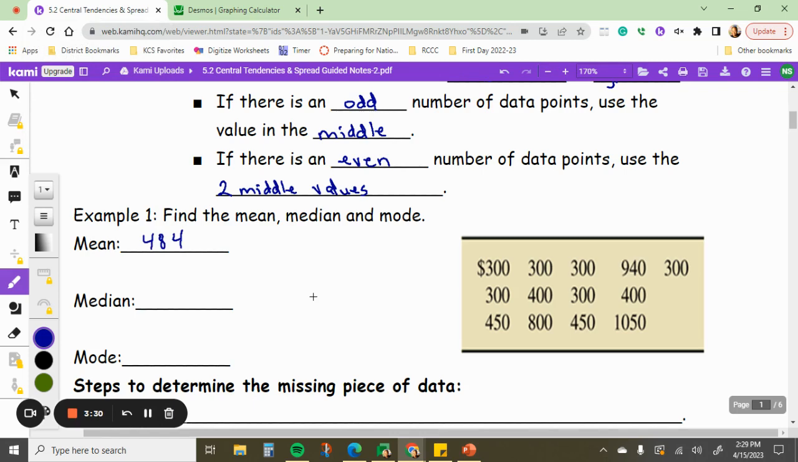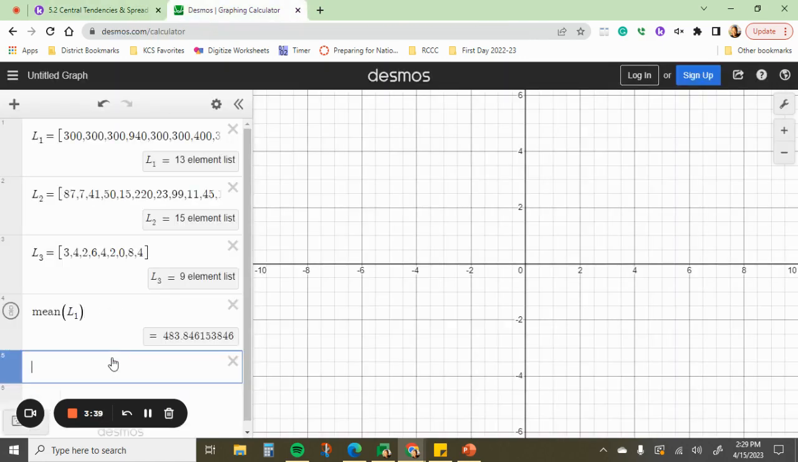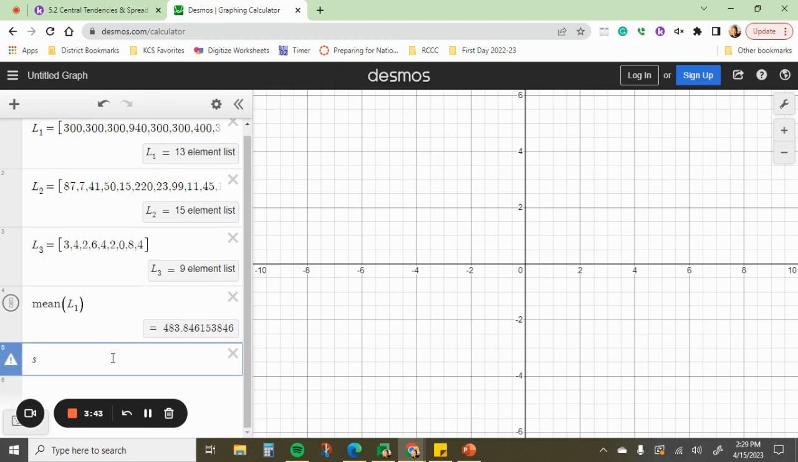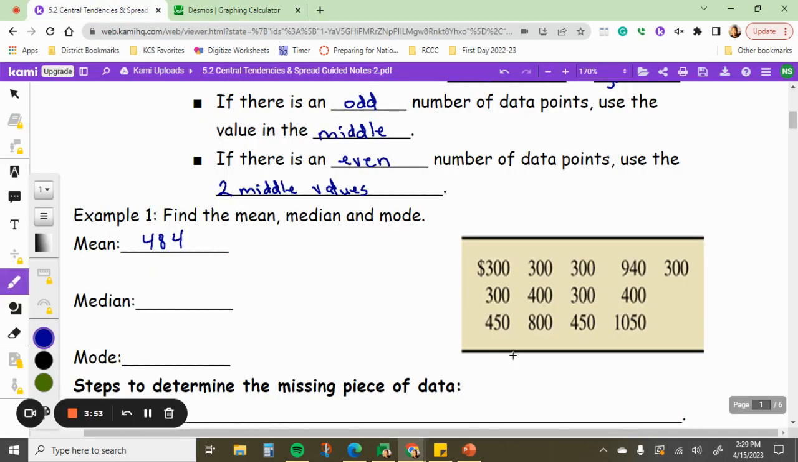The next question asks me, what is the median of this set of information? So in Desmos, I'm going to go to another line and I can just get the general statistics by using the command stats and then in parentheses L1, because that's my list. So I'm looking for the median and there it is right there. The median is 400. Okay, that's not terribly hard to understand. That's the number in the middle.